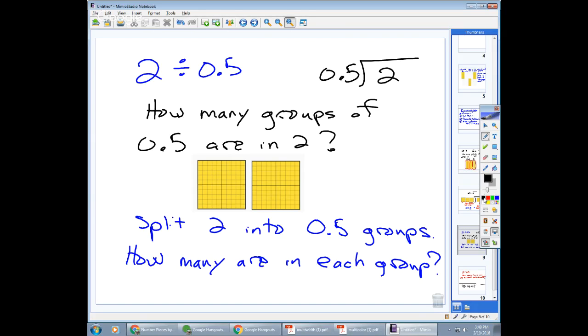So the first model, groups in, I could ask how many groups of 5/10ths are in 2. And I think I can make sense of that one. That's not too bad. So here's a group of 5/10ths right there. There's another group of 5/10ths right there, another, and another. So it looks like there are 4 groups of 5/10ths in there.